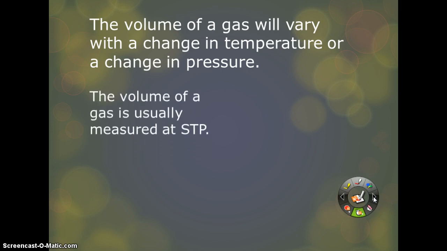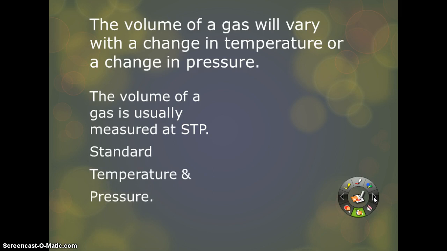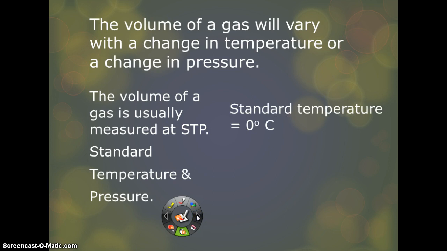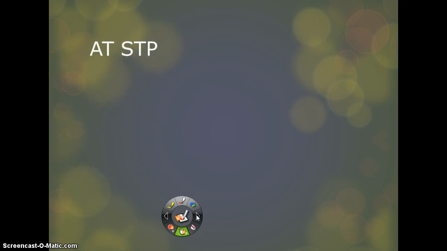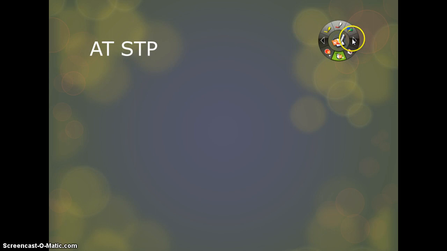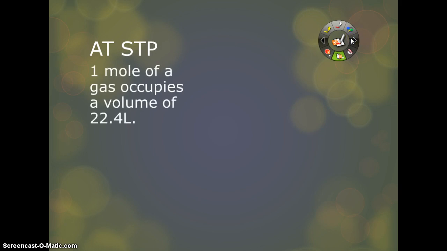So usually the volume of a gas is measured at STP, which is standard temperature and pressure. And those normal values are 0 degrees Celsius for standard temperature, and standard pressure is usually going to be 1 atm, or 1 atmosphere. And at STP, 1 mole of a gas is going to occupy a volume of 22.4 liters all the time.